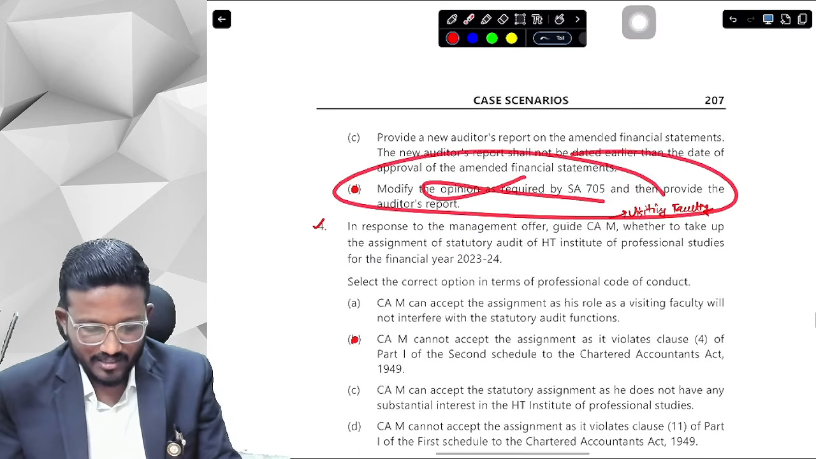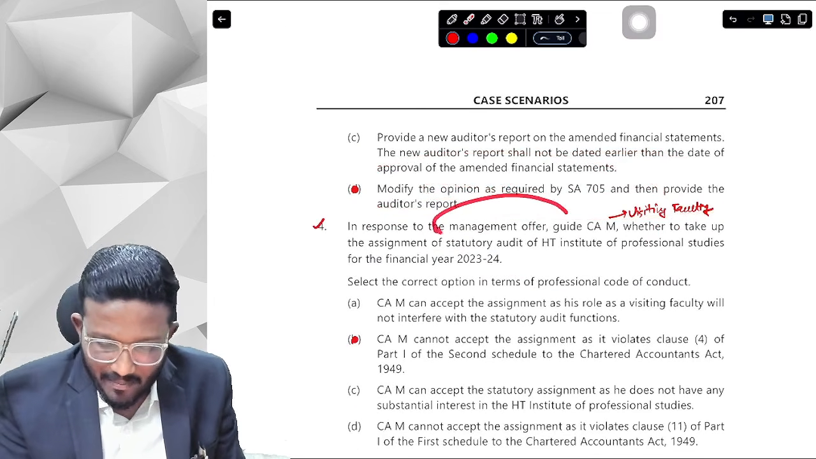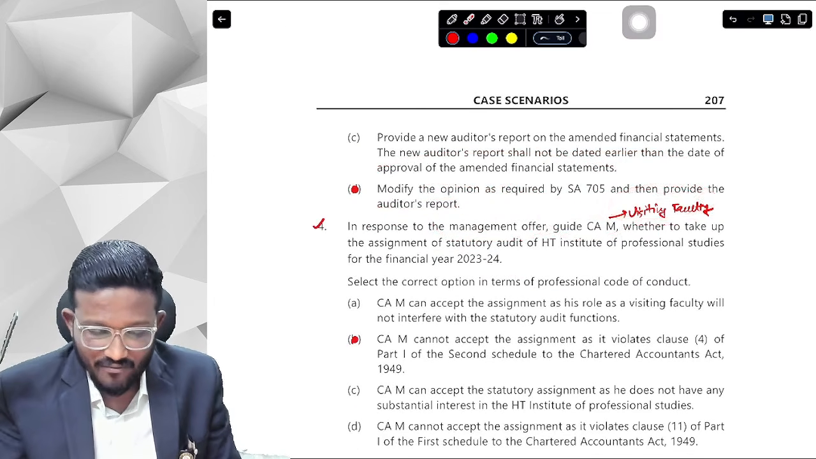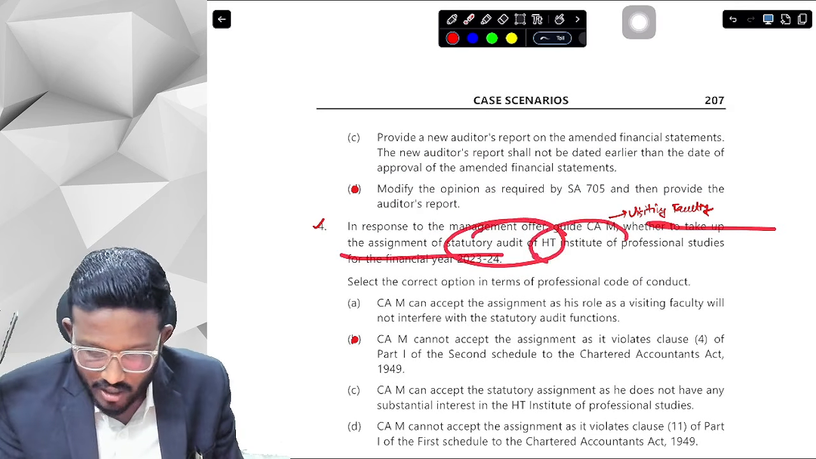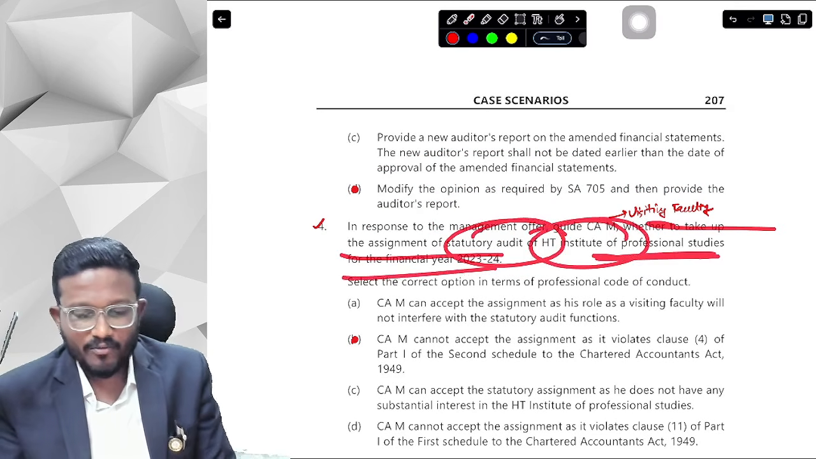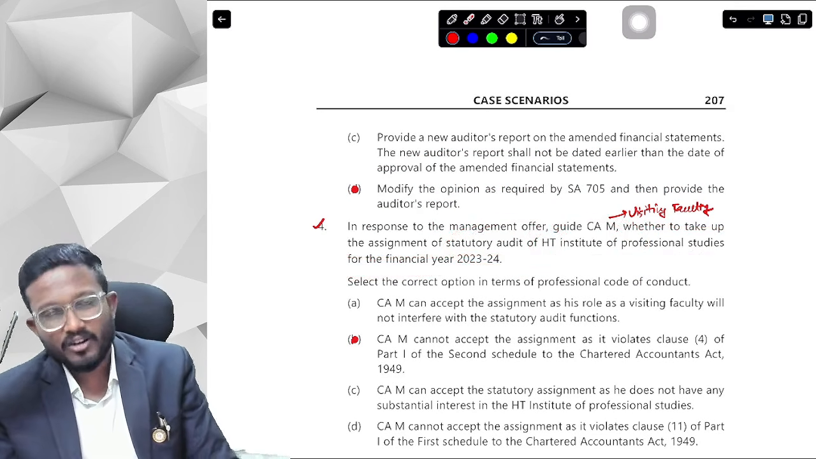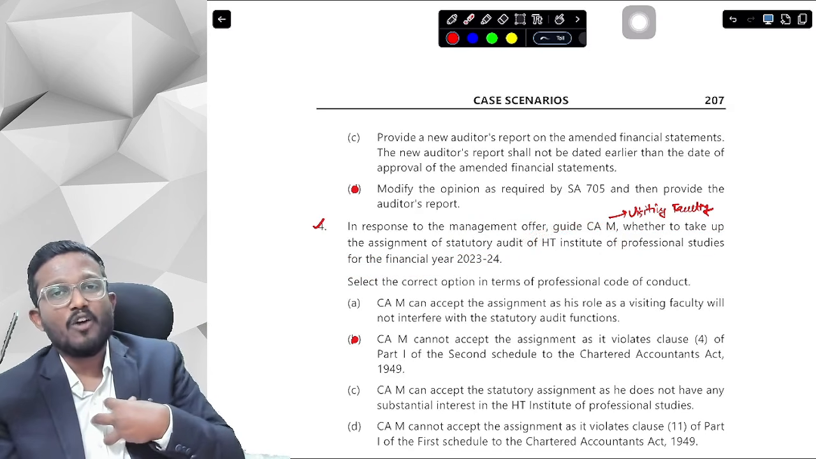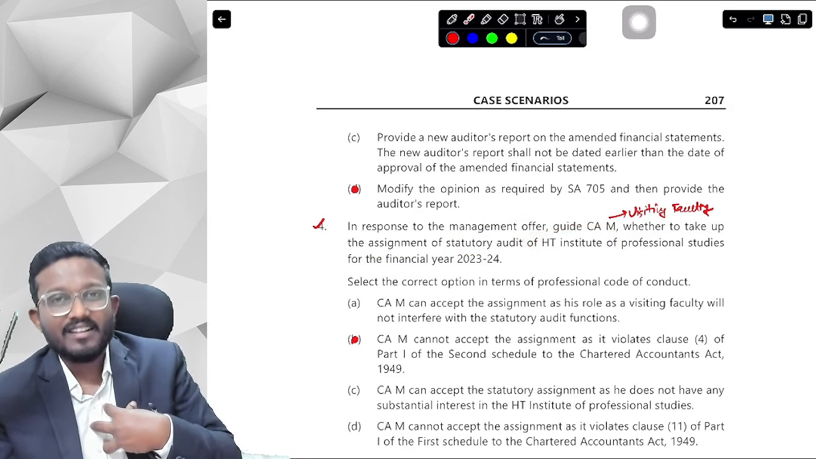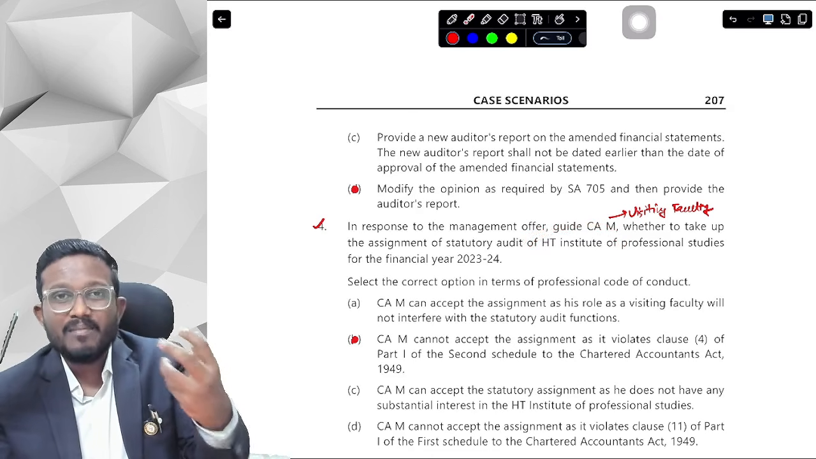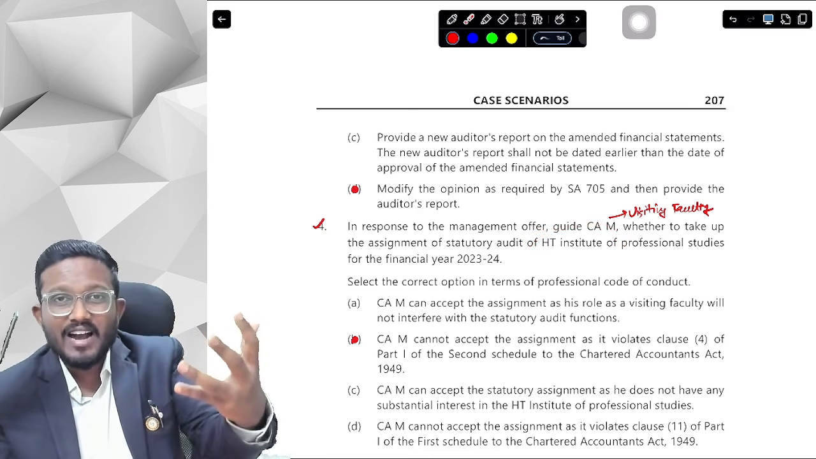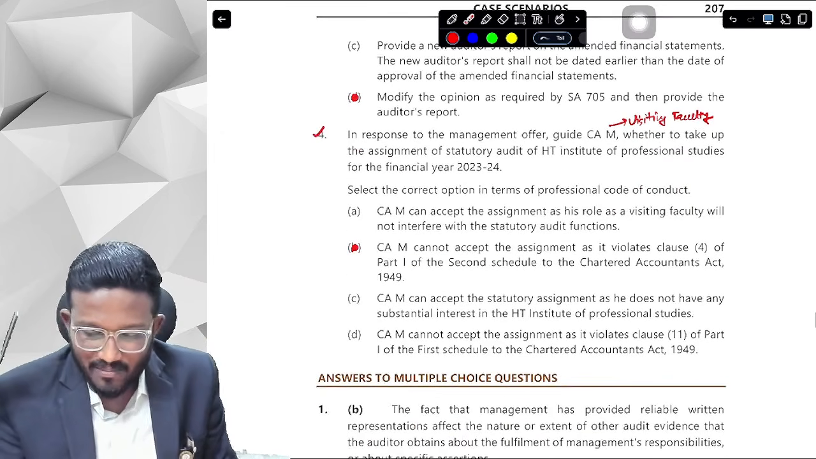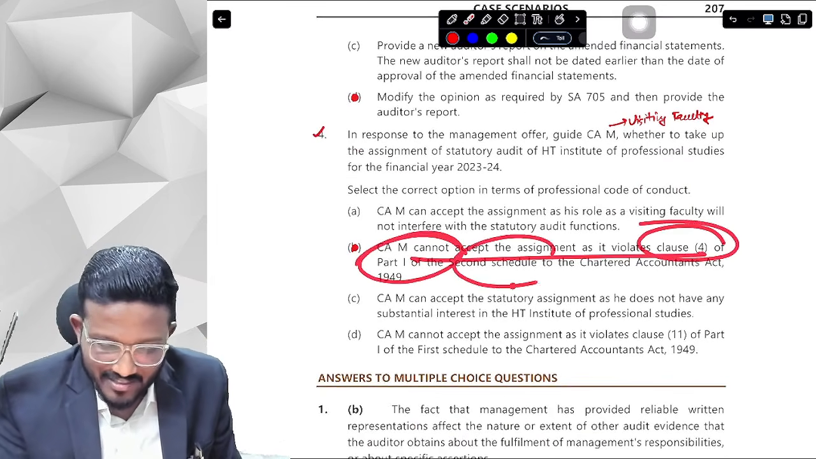Okay, yes, sir. Next. We are responding to the management offer; guide the CA. The CA is a visiting faculty. We need to guide whether they can take the assignment of statutory audit of HT Institute of Professional Studies for financial year 23-24 or not. So basically, we are the visiting faculty of this HT Institute, and we were given the offer for being the auditor. Can I be the auditor of the same college where I am the visiting faculty, which means where I am a part-time lecturer? No, sir, I cannot do that because it violates clause 4 of Part 1 of the Second Schedule.